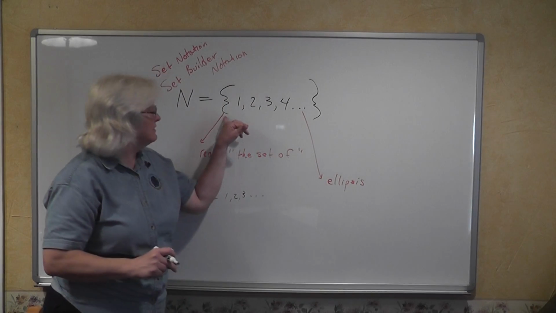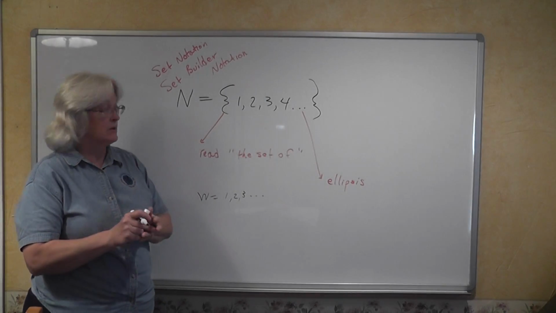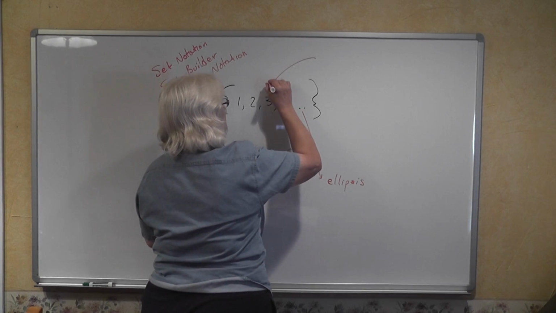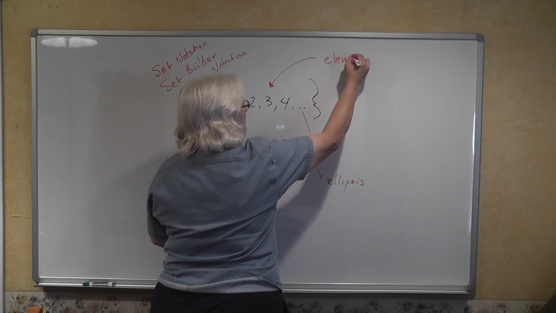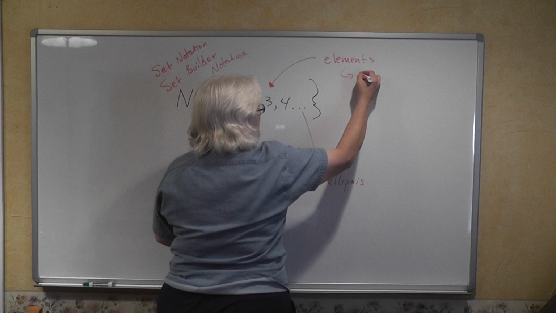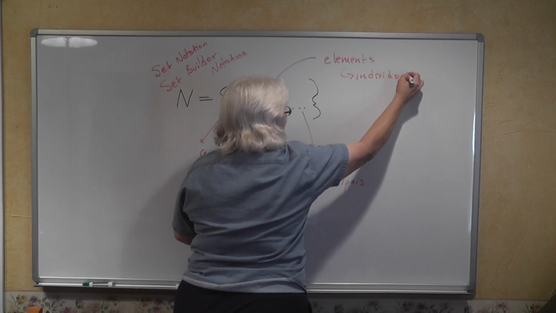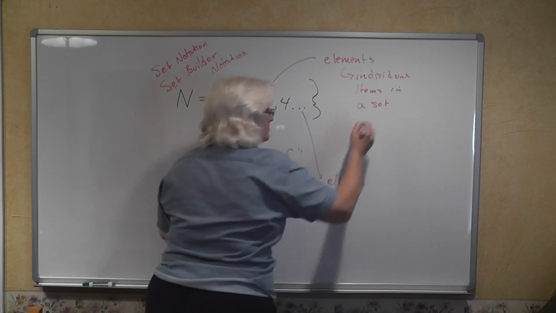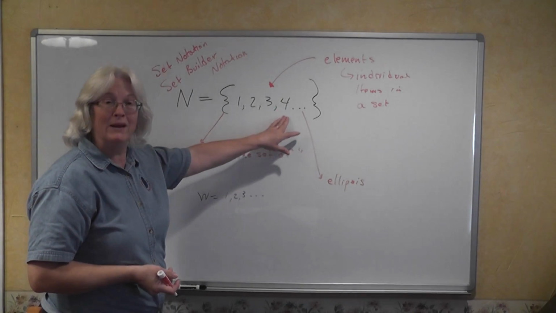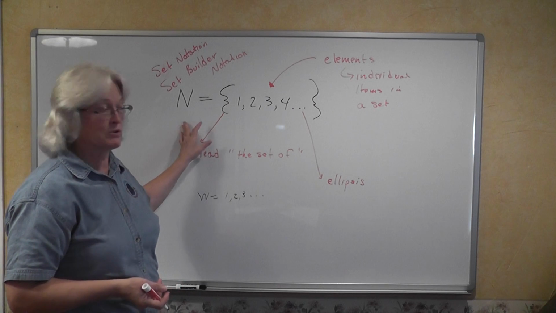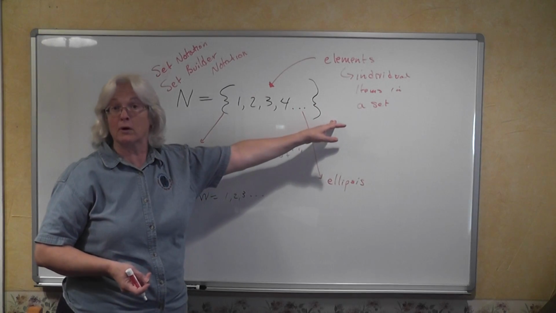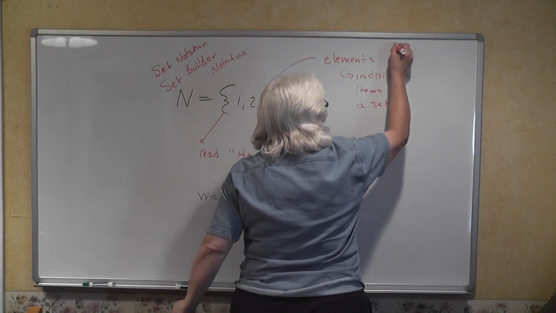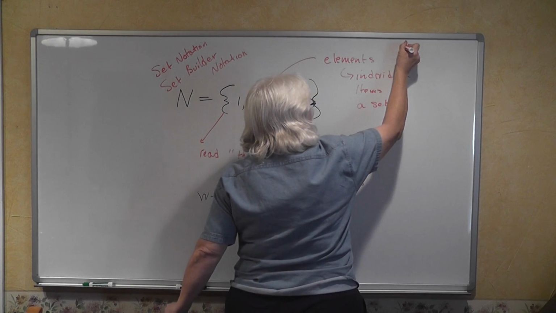What are these individual numbers in here called? These individual items in the set are called elements. The elements of a set are the individual items in a set. So 4 would be an element of the set of natural numbers. 1,104,000 would be an element of the set of natural numbers. And they show an element with this symbol here.